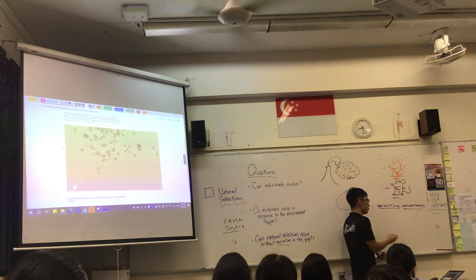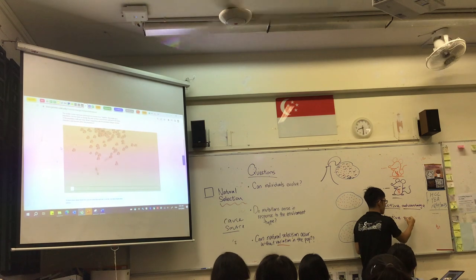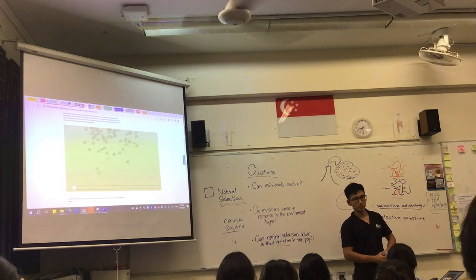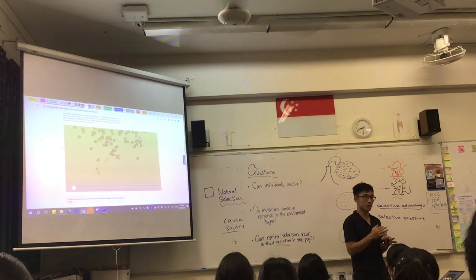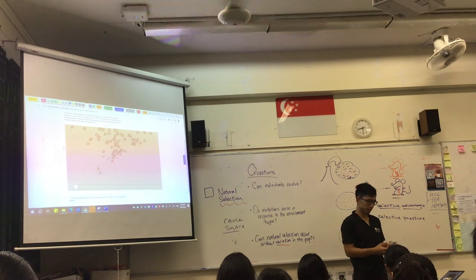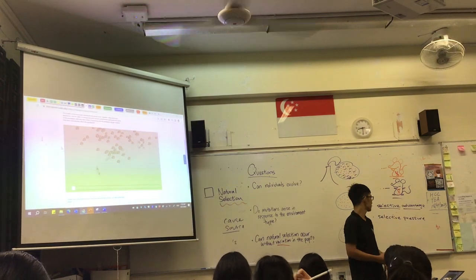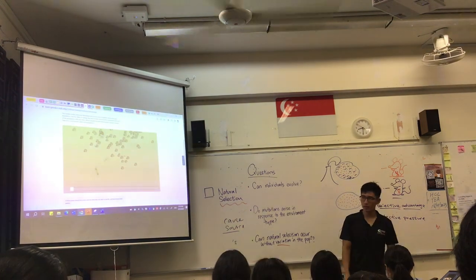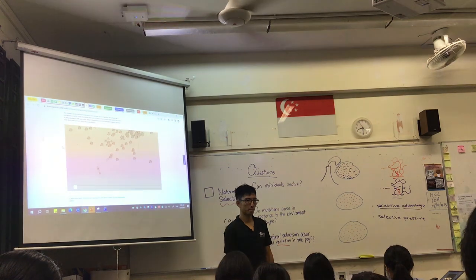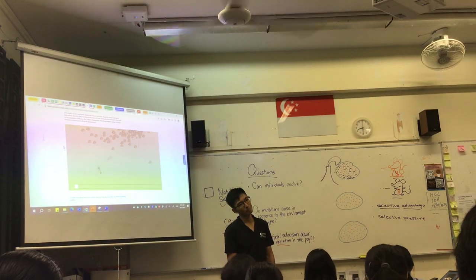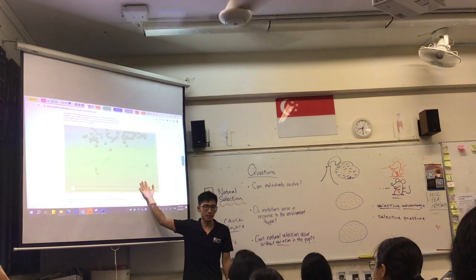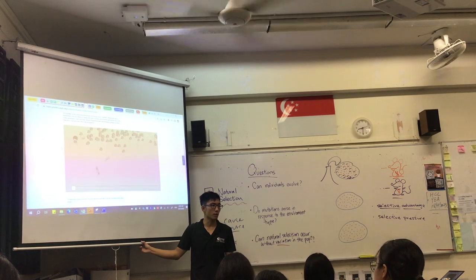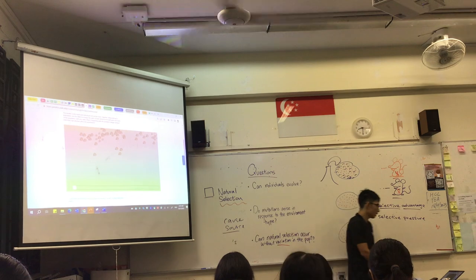The second word I'd like to introduce is selective pressure. Selective pressure is what causes the change in proportion of the variation over time. What do you think is the selective pressure here? What is causing the change in proportion of the variation we observe? What is the selective pressure?